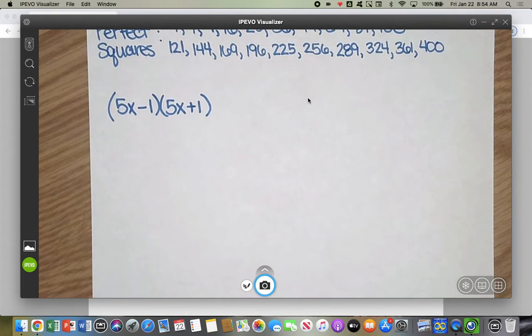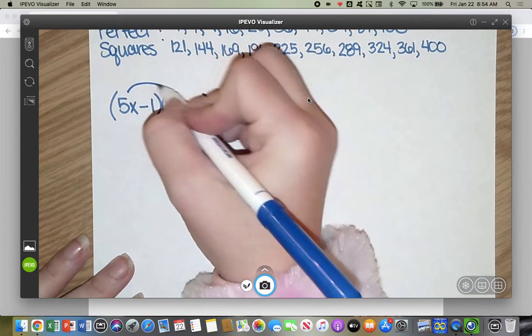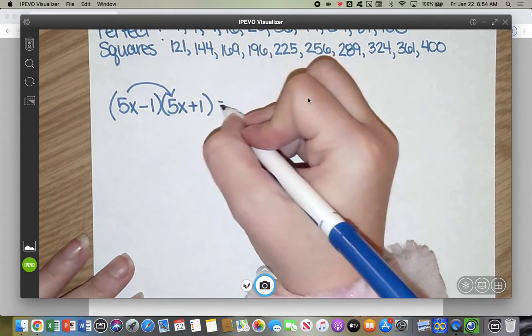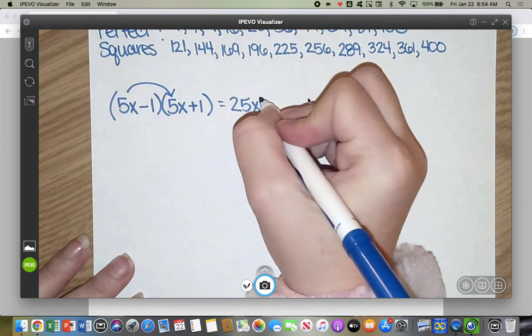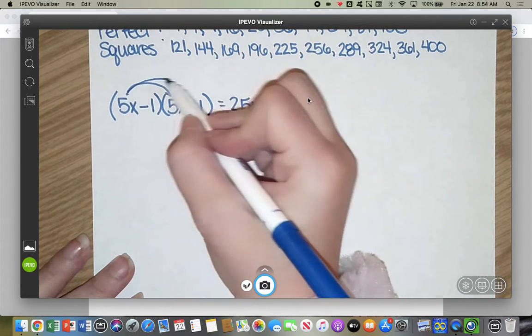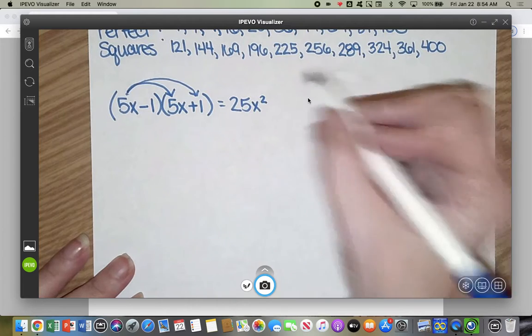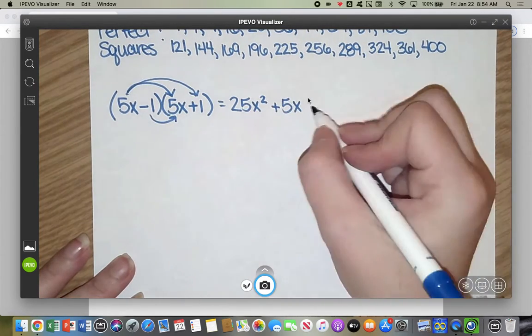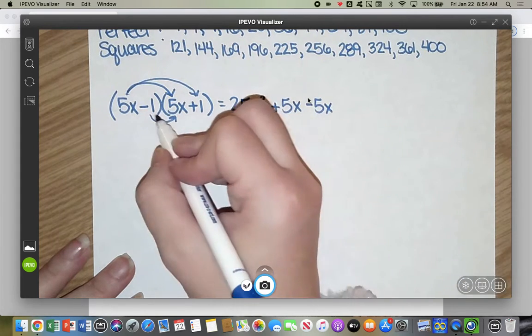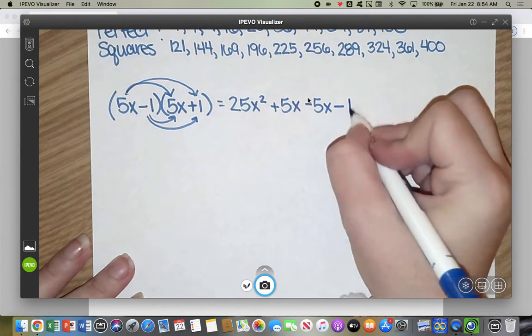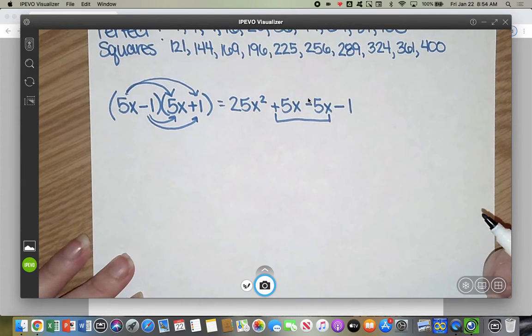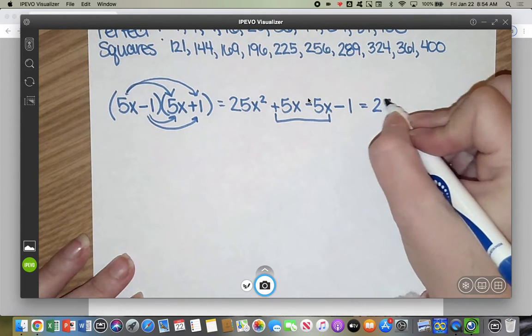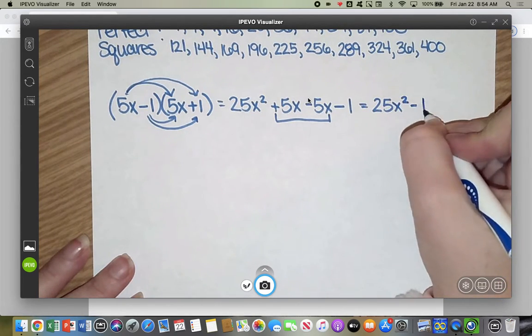If you would actually distribute that, what is 5x times 5x? 25x squared. And then 5x times a positive 1. Negative 1 times 5x. And negative 1 times a positive 1. Hey guys, what happens to those? It ends up being 25x squared minus 1.